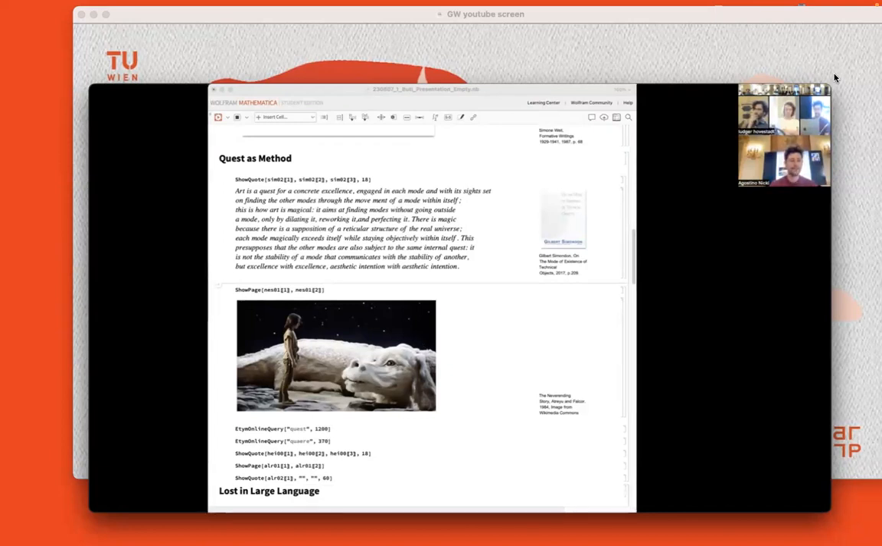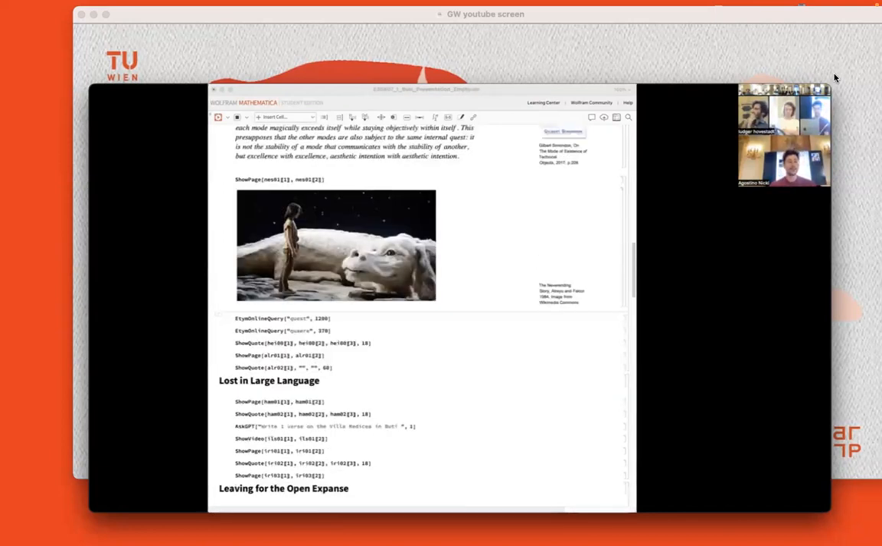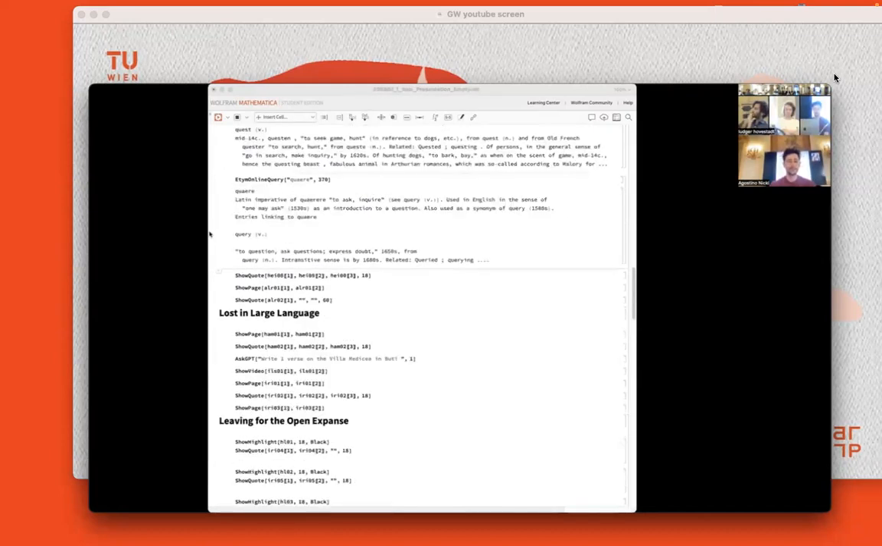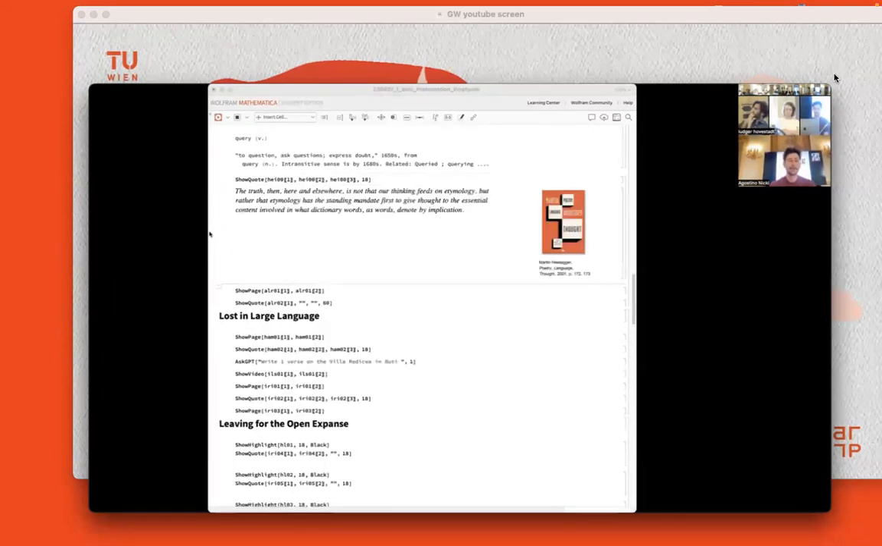But the query and the quest both harbor the Latin term quaerere, to seek, to search. But etymology can only go so far. Heidegger writes, the truth then, here and elsewhere, is not that our thinking feeds on etymology, but rather that etymology has the standing mandate first to give thought to the essential content involved in what dictionary words as words denote by implication. So let's approach this obliquely.